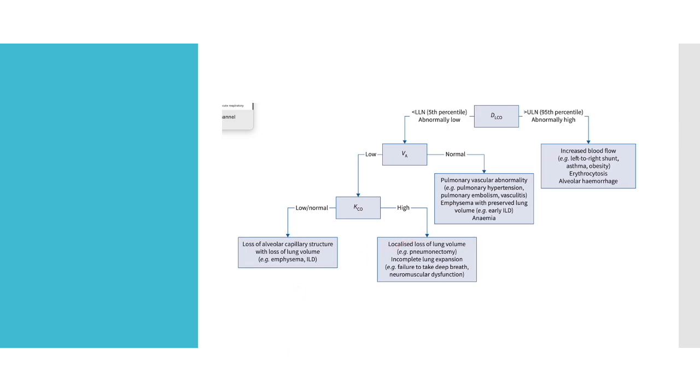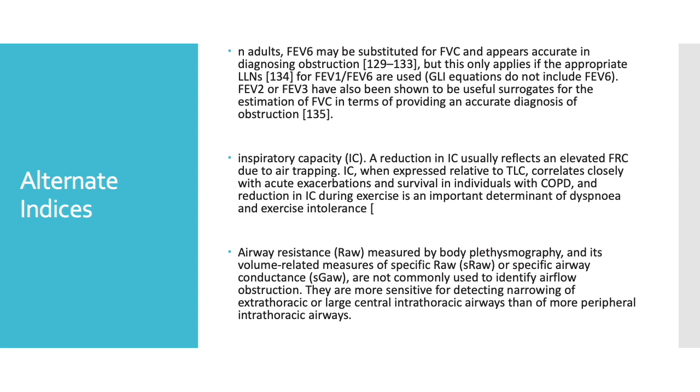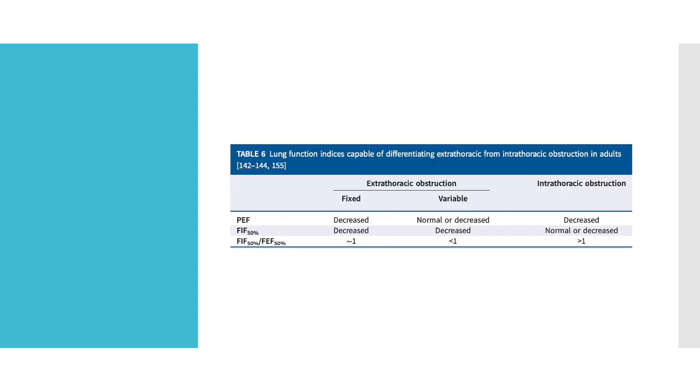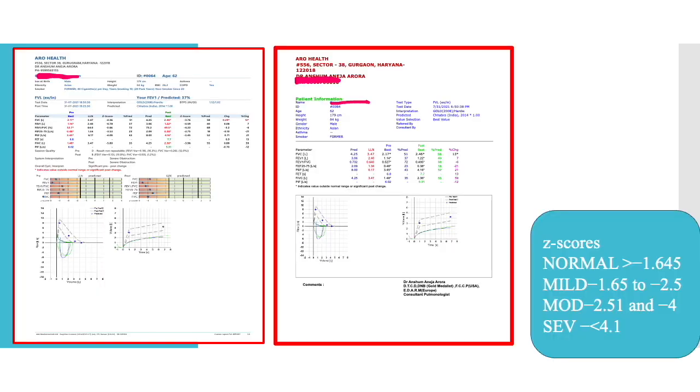There are a few alternative indices. Many of them are not used frequently, but in adults FEV6 can be substituted for FVC. There could be inspiratory capacity and airway resistance measurement. These are the lung function indices to distinguish extrathoracic and intrathoracic obstruction. Again, these can help assess further whether an extrathoracic obstruction is fixed or variable, or whether it is in the intrathoracic region. Coming to the final part, concluding the talk with an example.